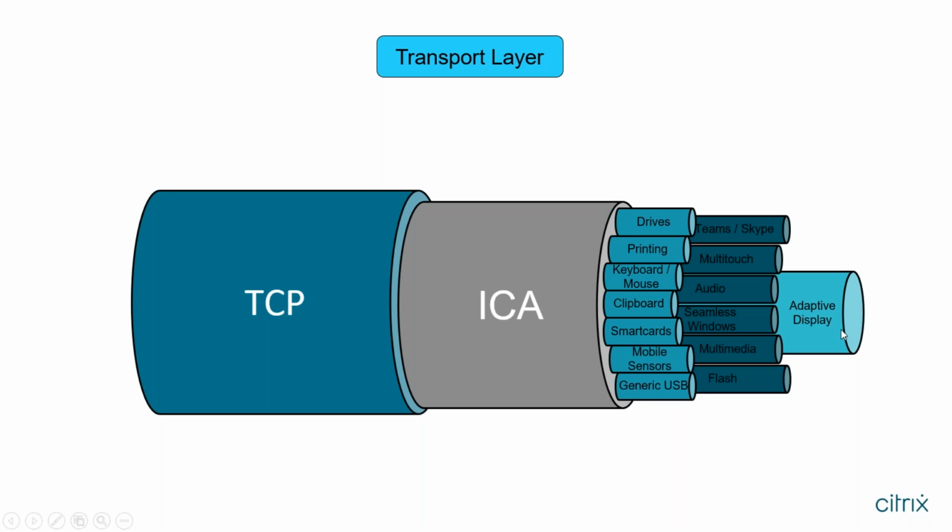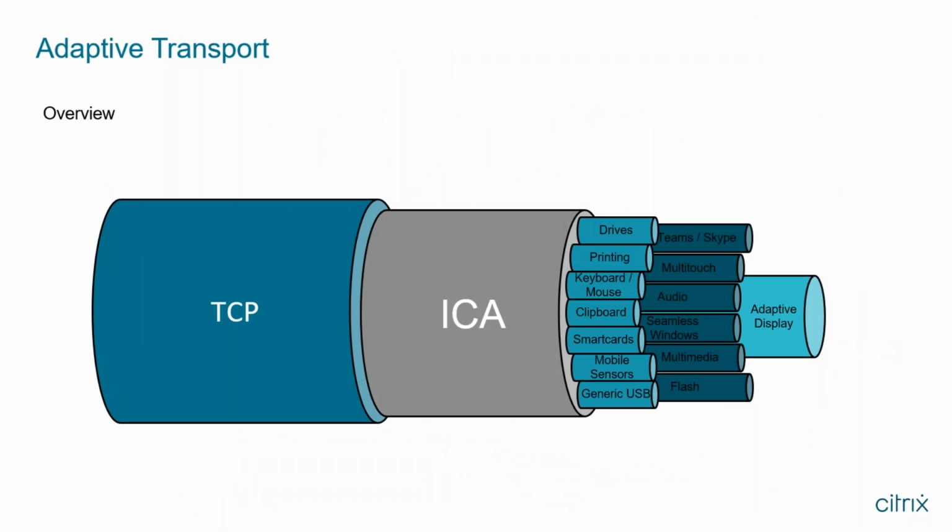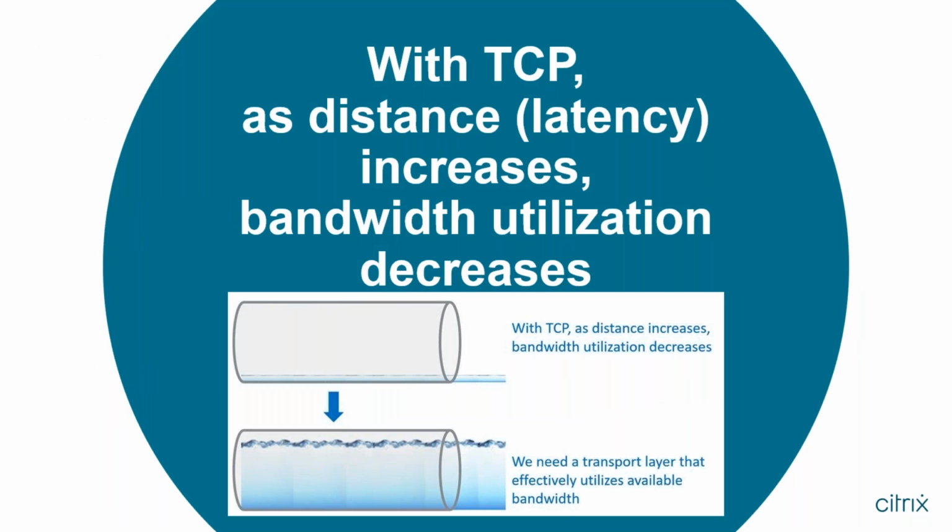And on top of that, then what we have is adaptive transport, which sits on top of TCP. The problem with TCP, as we all know, is it gets more latent as the distance increases between A to B. So while it's an extremely reliable protocol, we have a problem with not being able to utilize the entire pipe. Because it's reliable, it has these checks in place that will throttle back when needed. We want to make sure we can utilize as efficiently as possible that bandwidth that's available.